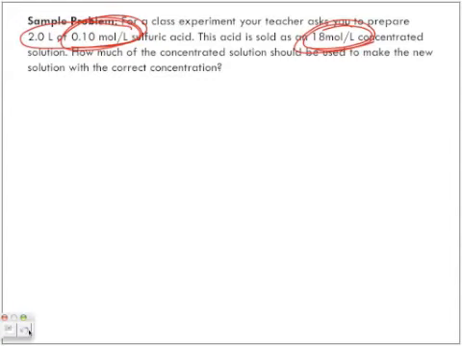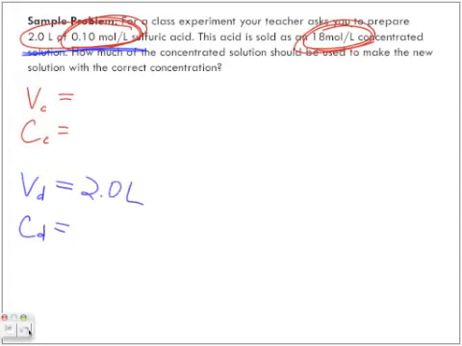So we want to look at the volume and concentration of our stock solution. Then we want to find the volume and the concentration of our diluted version. Our volume is 2.0 liters. Our concentration is 0.10 moles per liter. And as I said, you can write it as 0.10 moles per liter or 0.10 M.